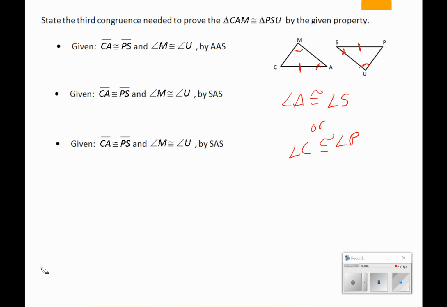Okay, so let's look at the next one. I'm going to get rid of the color, what I've written down, so we don't confuse it. We start a whole new problem. Okay, so now again, I've got caps. I guess I could have left caps. So CA congruent to PS, and I've got M congruent to U again.